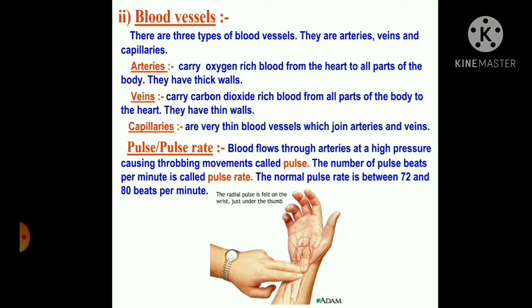Pulse and pulse rate. Blood flows through the arteries at a high pressure, causing throbbing movements called the pulse. The number of pulse beats per minute is called the pulse rate. The normal pulse rate is between 72 and 80 beats per minute for an adult person.